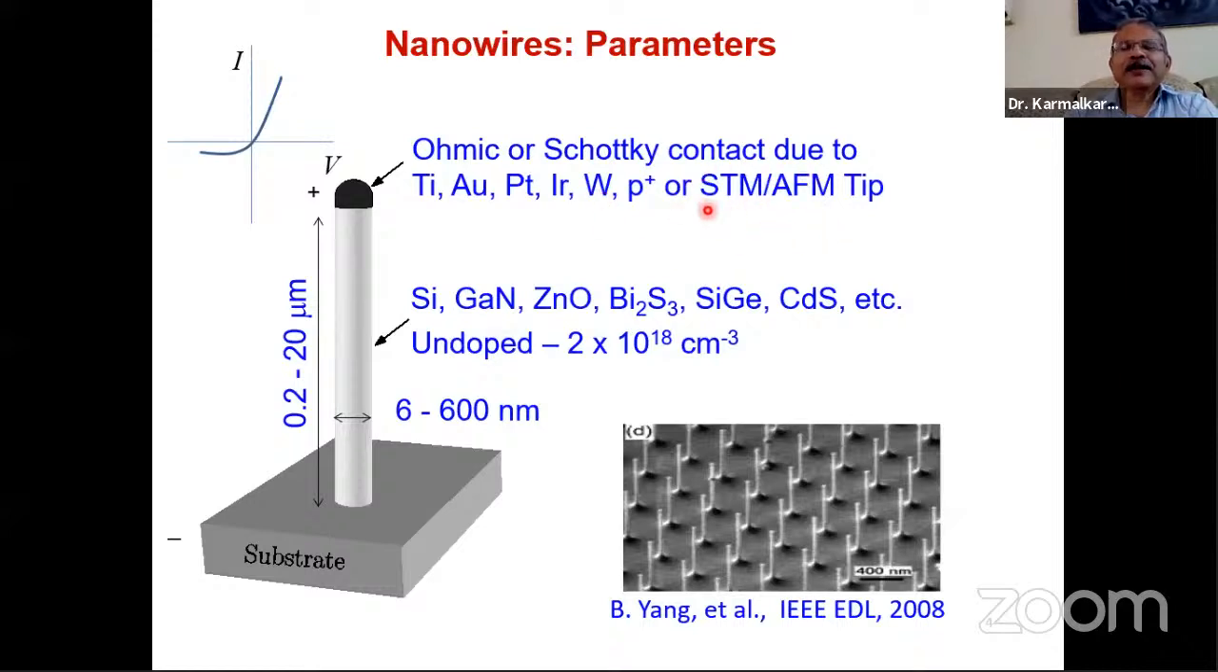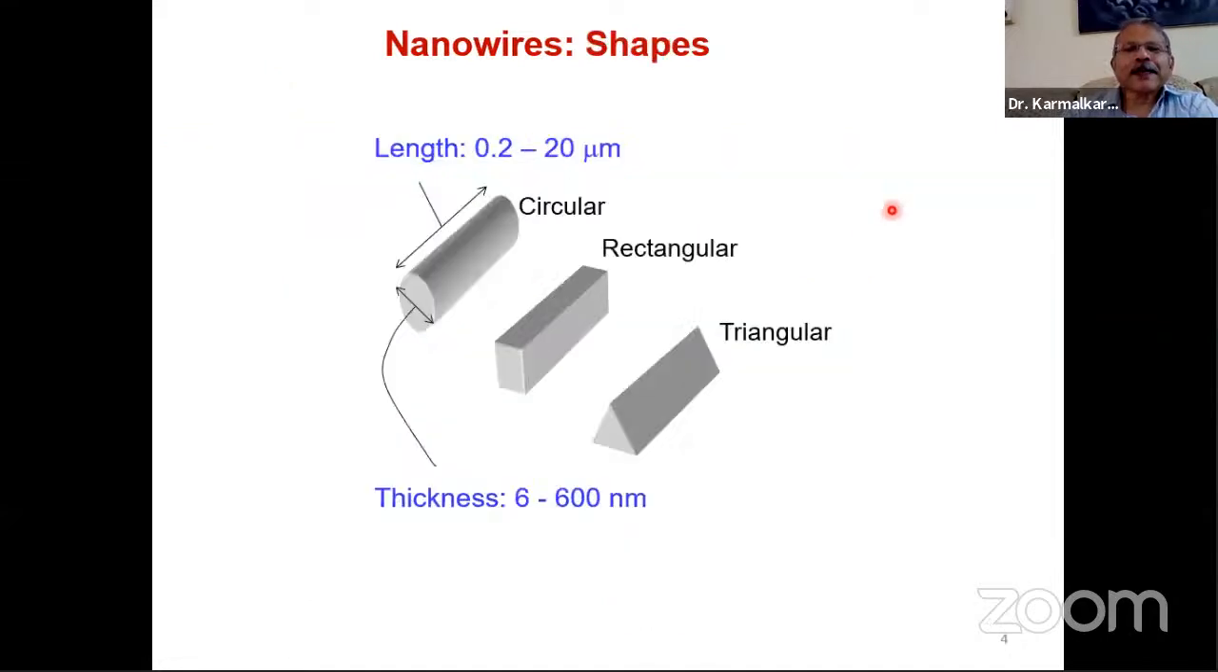So that is what it is. STM and AFM tip, that is, scanning tunneling microscope and atomic force microscope tip. So you can get ohmic or Schottky contacts due to any of these reasons. So let us proceed further. We'll understand what it means.